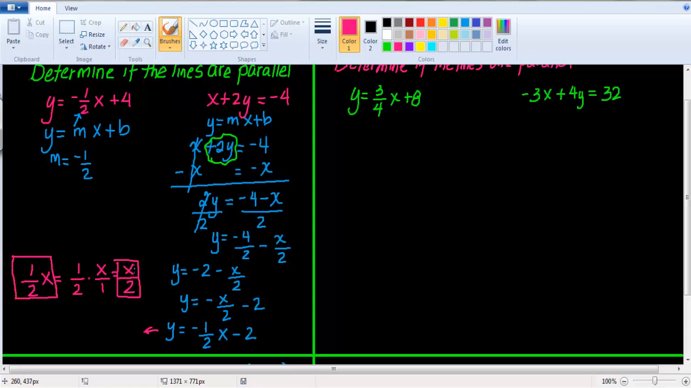1/2x is the same thing as x/2. So that's how I know that I can rewrite this part of the expression as 1/2x, and since it's negative, then I write -1/2. Okay?